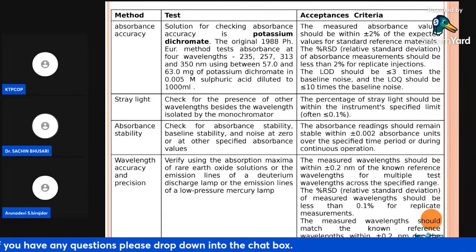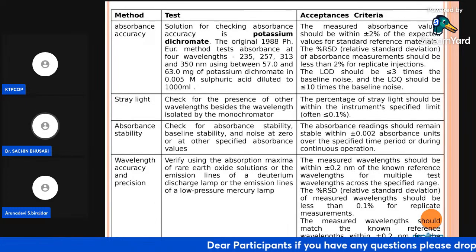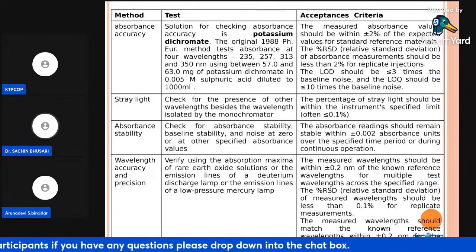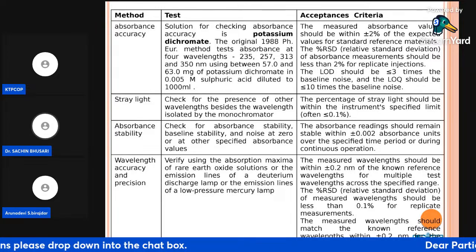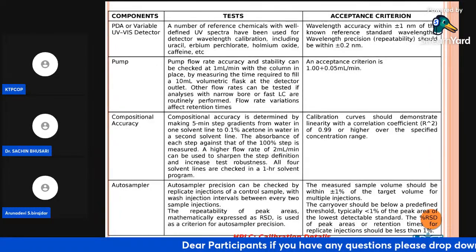Percentage stray radiation you can measure. It should be less than 0.1%. So absorbance stability, baseline stability, noise at zero level, wavelength accuracy. All these parameters, absorbance accuracy, stray radiation, have to be ensured. So while using the tool as a PAT tool, one has to have calibrated equipment.